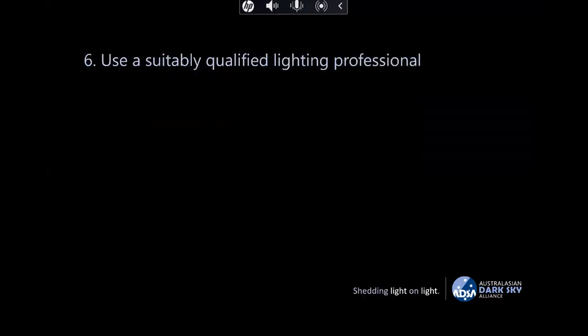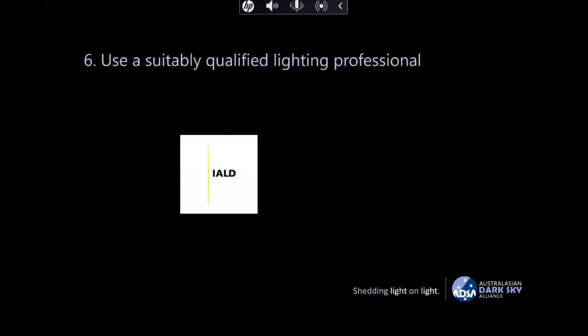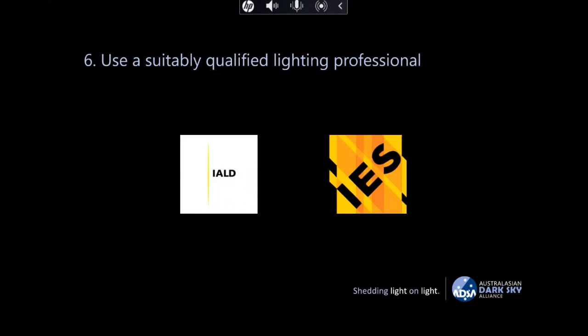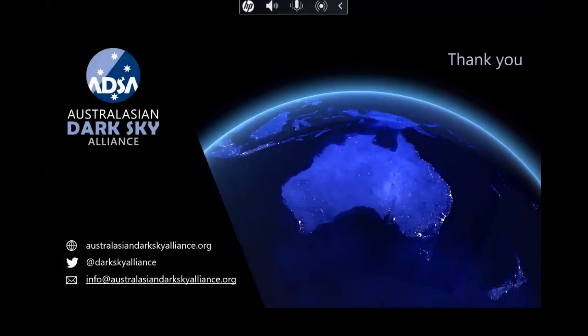There are industry bodies such as the International Association of Lighting Designers and the Illuminating Engineering Society. But essentially, if you are looking at upgrading your lighting or putting in a new lighting installation, it's really important you seek out some professional advice, and it's really important that that person is fully aware of what the best practice lighting principles are.